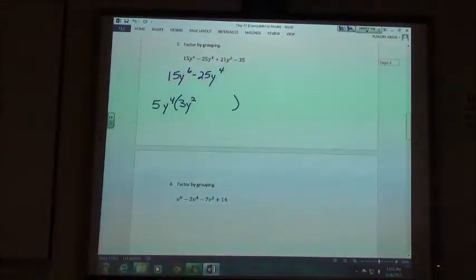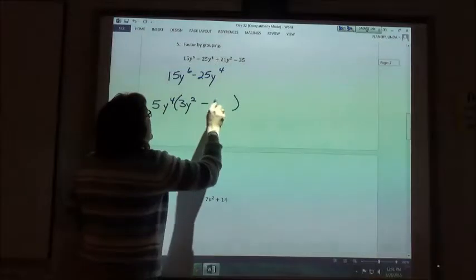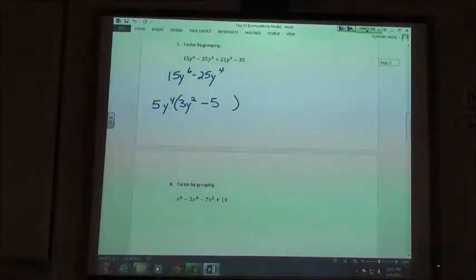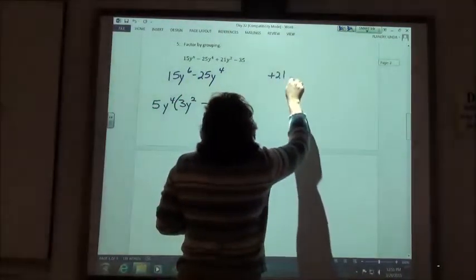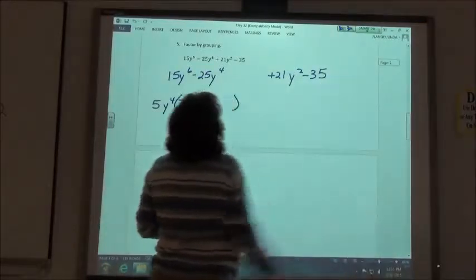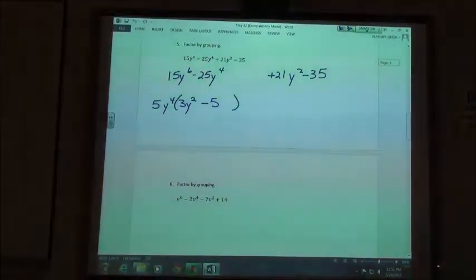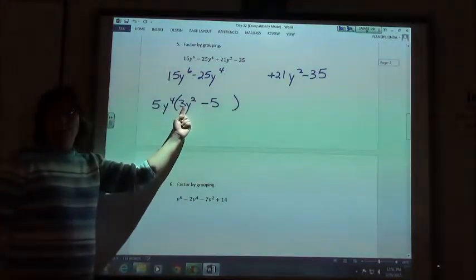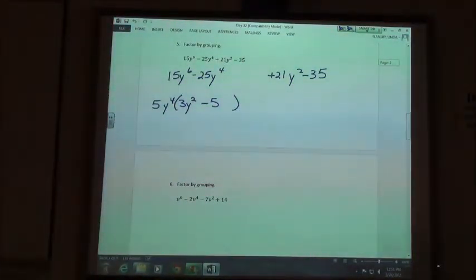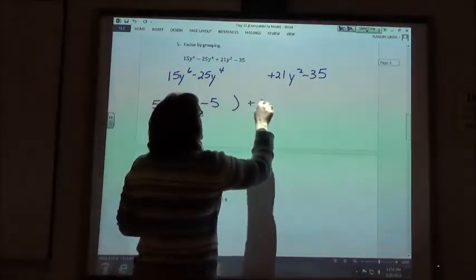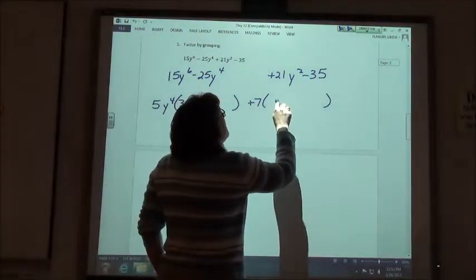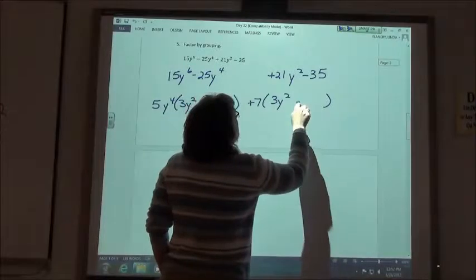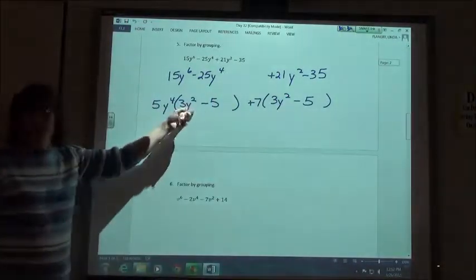If I have negative 25y to the 4th divided by 5y to the 4th, I get? Negative 5. So my other two terms, I have positive 21y squared minus 35. I have a 21y squared. I want to end up with 3y squared. So I'm going to need to divide that by 7. So a plus 7, and if I divide by 7, I would get 3y squared minus 5, which is what I want to get.